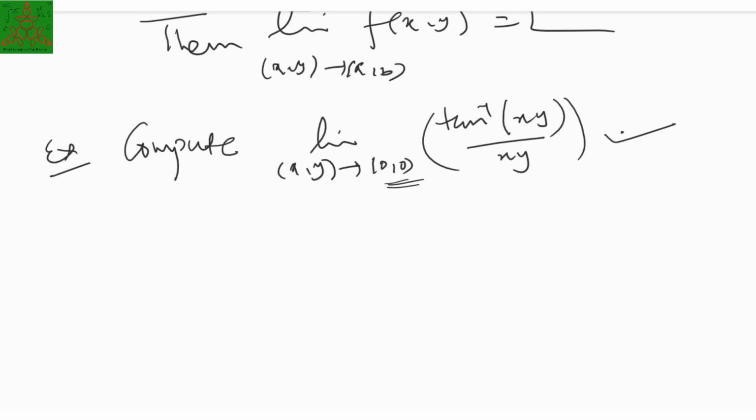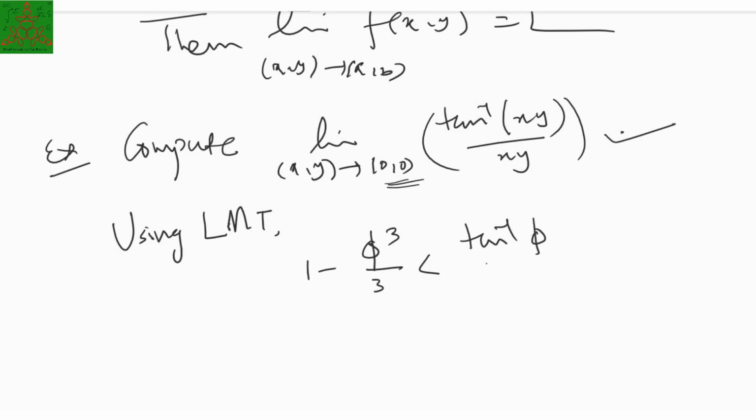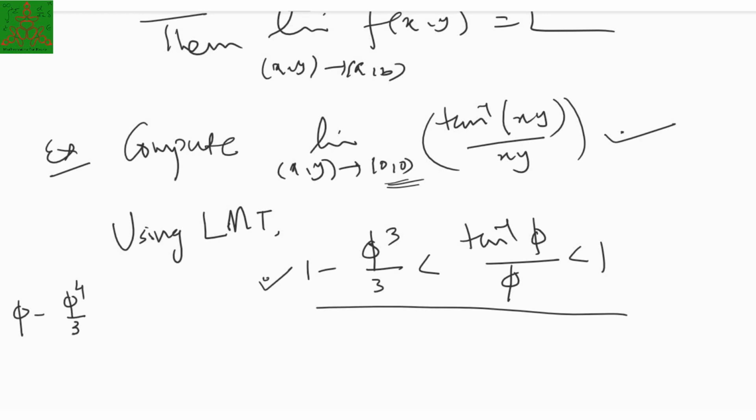So here I am using the Lagrange mean value theorem, and it gives me the inequality 1 minus phi cube upon 3 less than tan inverse of phi by phi less than 1. If you want to prove this one, just multiply this inequality by phi, and then you will have this inequality, and you define two functions.